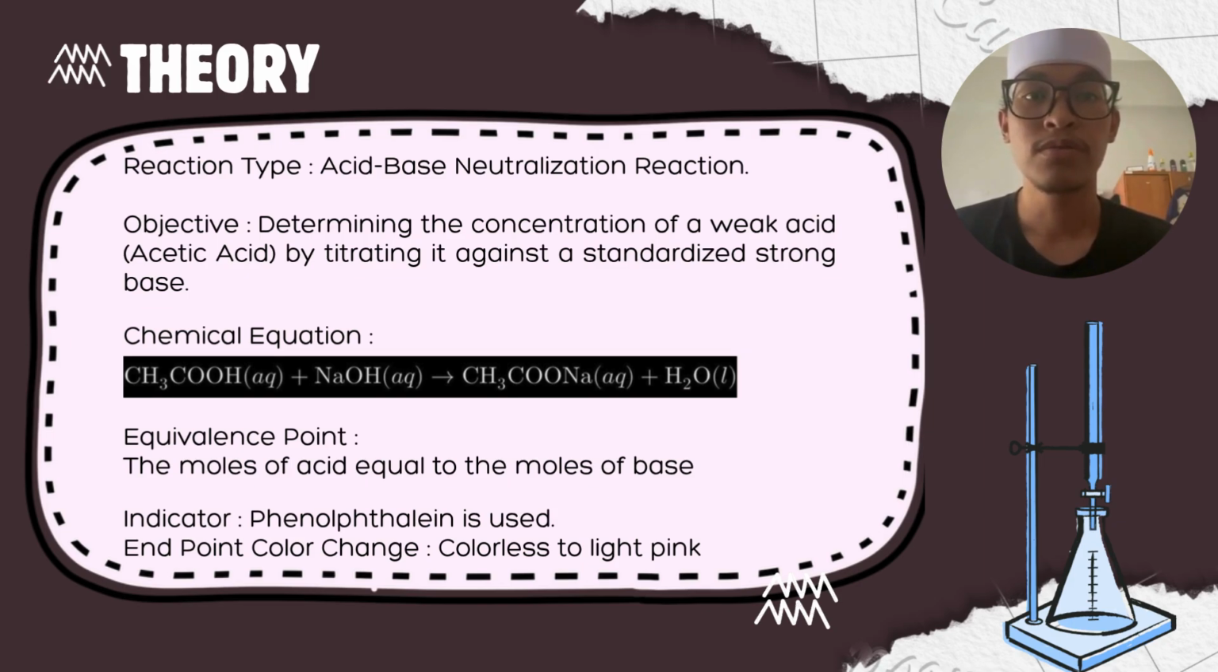Our ultimate goal in the lab is to reach the equivalence point, which occurs when the moles of acid exactly equal the moles of base. To visually capture this moment, we use a phenolphthalein indicator. The moment our solution permanently changes from colorless to a very faint light pink, we have hit our endpoint, signaling that the neutralization is complete.